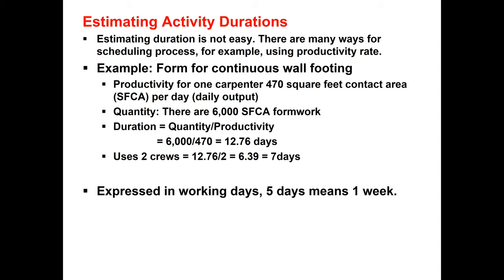So for this work, a 5 day working week, 5 days means 1 week, because you can imagine that Saturday and Sunday are holiday, so the remaining 5 days are working days. So for this work, we need 7 days to finish it. It means we need more than 1 week, or 7 working days. So this is how we are going to calculate the duration of the activity.